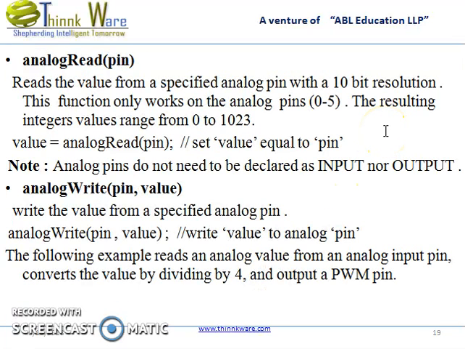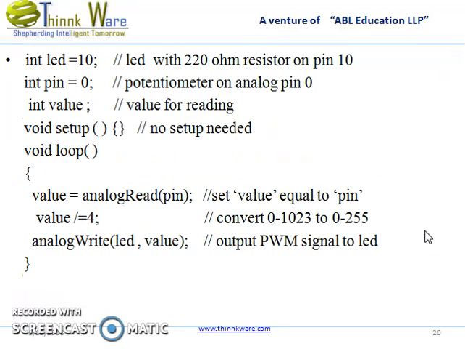analogRead pin. Reads the value from a specified analog pin with a 10-bit resolution. This function only works on the analog pins 0 to 5. The resulting integer values range from 0 to 1023. Note: analog pins do not need to be declared as input or output. analogWrite pin, value writes the value to a specified pin. This is the code that you can read to understand it better.